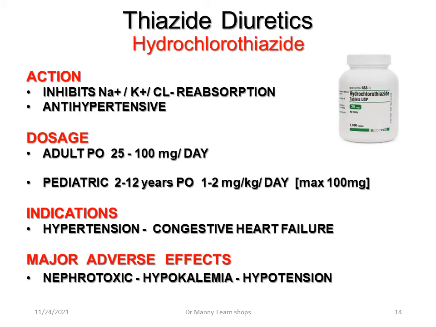Its action is to inhibit sodium, potassium, chloride being reabsorbed. So therefore it becomes an antihypertensive. Dosage for both adults and pediatrics depends on your organisational policy, but this is one that is generically recommended. Indications are the same: hypertension and congestive heart failure, and major adverse effects, as with most, are nephrotoxicity, hypokalemia and hypotension.